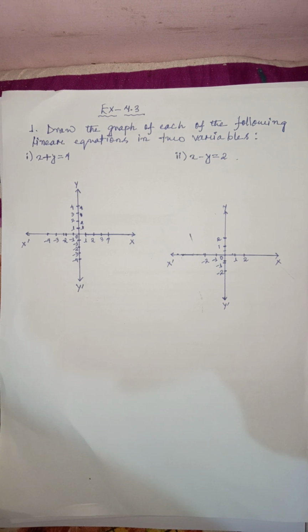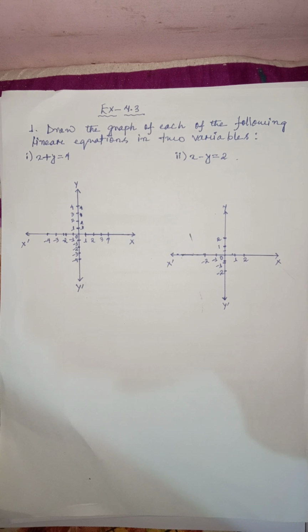As we can see, the question is to draw the graph of each of the following linear equations in two variables. Means whatever equations are given to us, by using that we have to find points in order to draw lines. So these are the things the question has asked us.